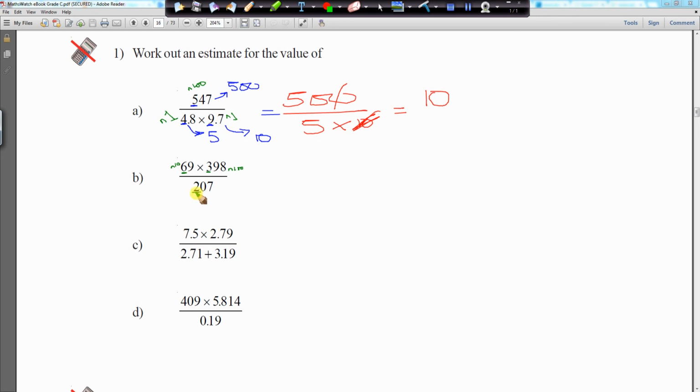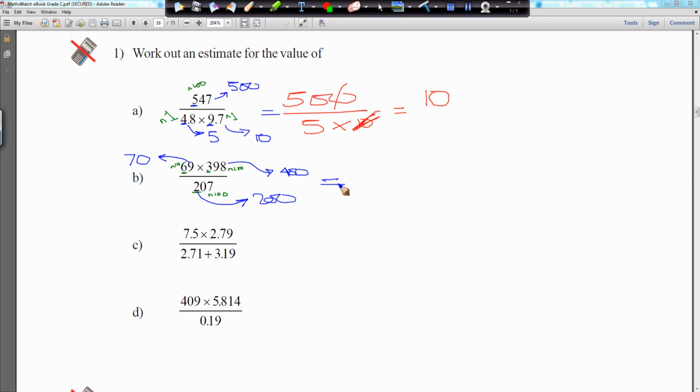207, the highest place value is hundreds, so round off to the nearest 100 as well. Okay, so let's do that. 69 to the nearest 10 becomes 70. 398 to the nearest 100 becomes 400. 207 to the nearest 100 becomes 200.